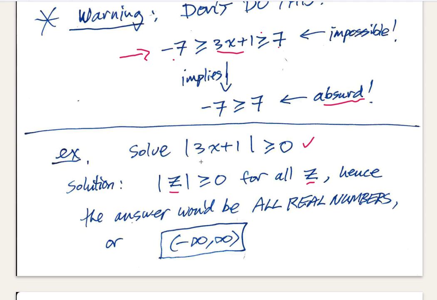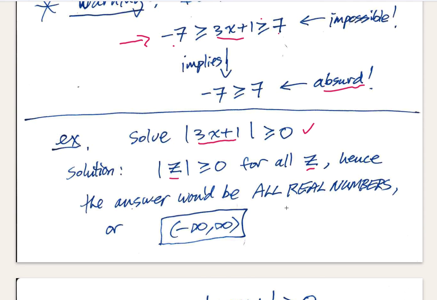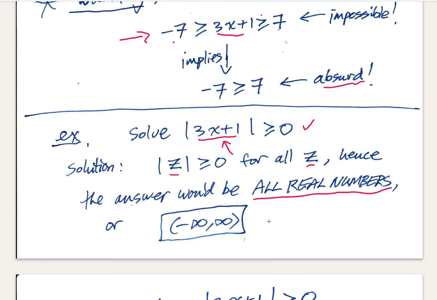So the answer here, even if this is something fancy, would be all real numbers. I don't care which real number you put into that expression, 3x plus 1, you'll end up with a real number, and that real number will have an absolute value greater than or equal to 0. So the solution is all real numbers. Now, how do you write all real numbers in terms of interval notation?